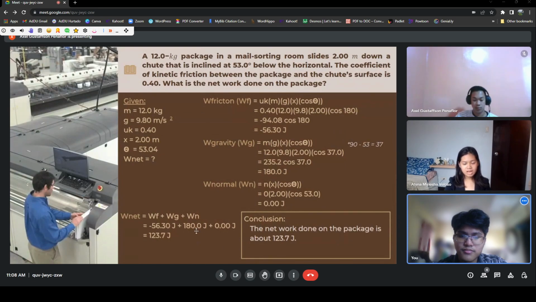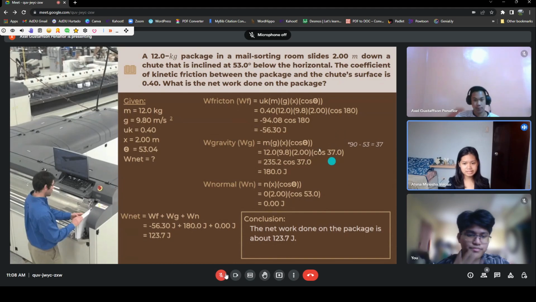Problem number 1. A 12-kilogram package in a mail sorting room slides 2 meters down a chute that is inclined at 53 degrees below the horizontal. The coefficient of kinetic friction between the package and the chute surface is 0.4. What is the net work done on the package?